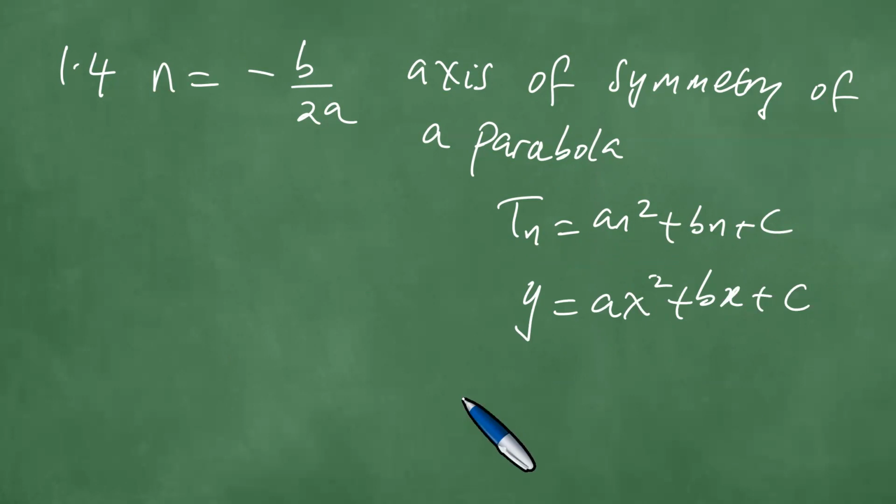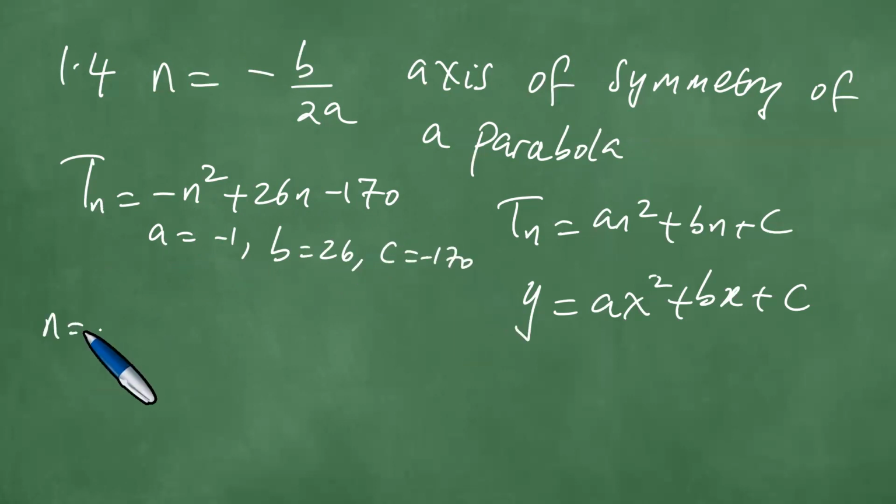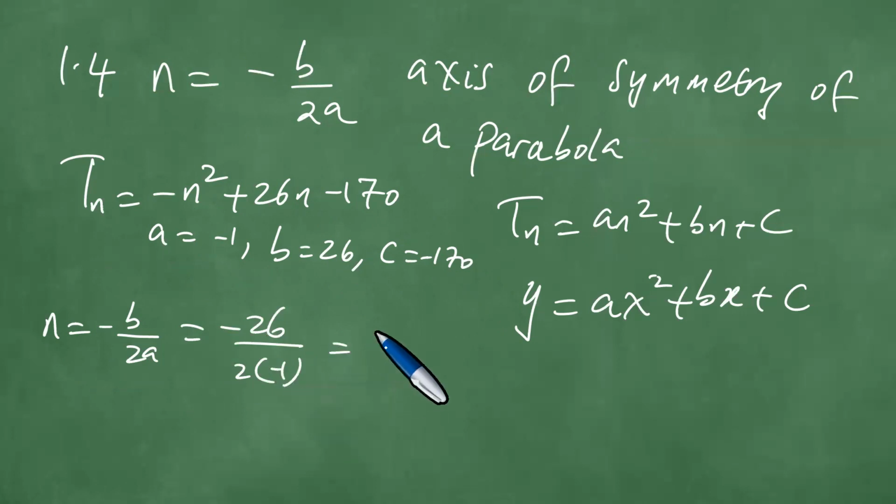But at this point, you already know that Tn equals what for this question? I know you might be tired already. It's minus n squared plus 26n minus 170. At this point, you can see that a is minus 1 here, b is 26, c is minus 170. Minus b over 2a: minus 26 over 2a, which is 13.